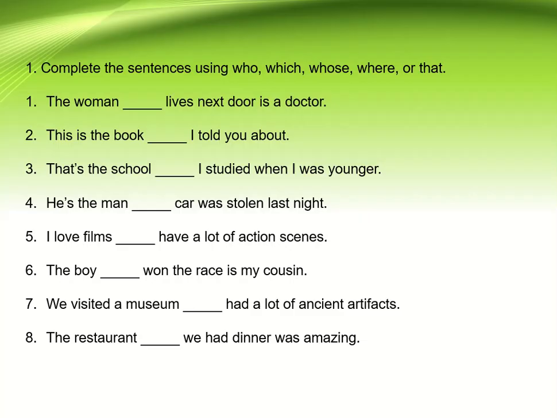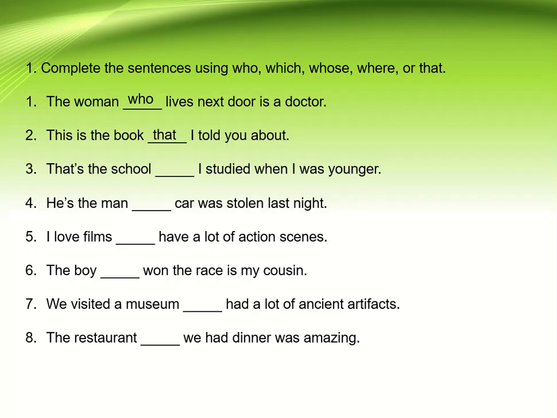The woman who lives next door is a doctor. The only relative pronoun that we could use here is exactly who. This is the book. I am talking about an object. I cannot use who, right? I will use that. This is the book that I told you about.